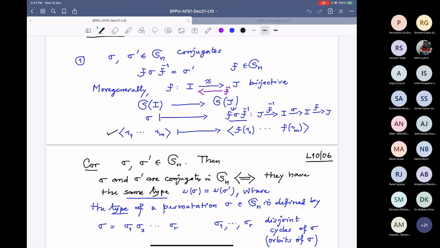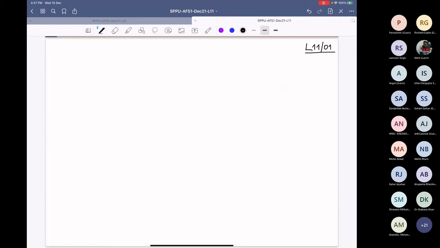Remember last time I defined what is the cycle type of a permutation. So let me recall that definition. So we have a permutation sigma. And what is the cycle type of sigma? These I have denoted by mu sigma. And what is mu sigma? Mu sigma is an n-tuple, mu1, mu2, ..., mu_n.